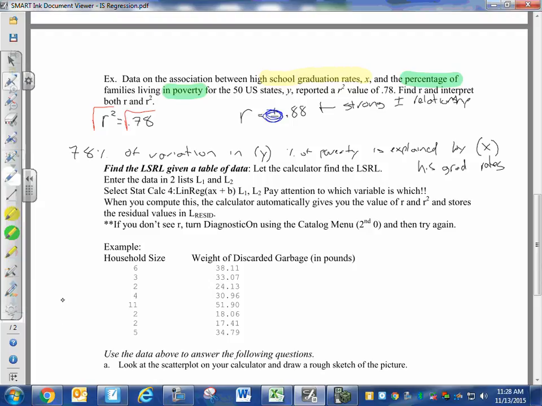Okay, we talked about finding that line. Let's do one more example of finding a least squares regression line, or this prediction model, using this data. Go ahead and find your Y equals AX plus B prediction model, and make sure you denote what Y stands for and what X stands for. That way, that'll help you with your predictions that we will be making in the future. We have household size and weight of discarded garbage in pounds, probably per week.